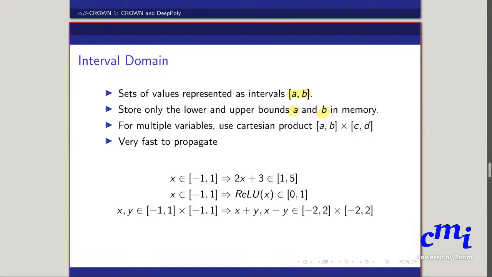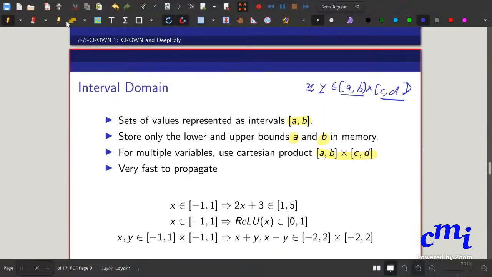And when we have multiple variables, we'll have a Cartesian product. So if you have, let's say, 2 variables x comma y, we can say something like x comma y belongs to AB cross CD, which means that x is in the interval AB and y is in the interval CD. So this is very fast to operate in. Let's see how we can do these kinds of operations.